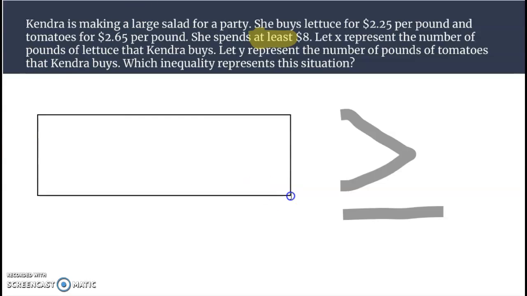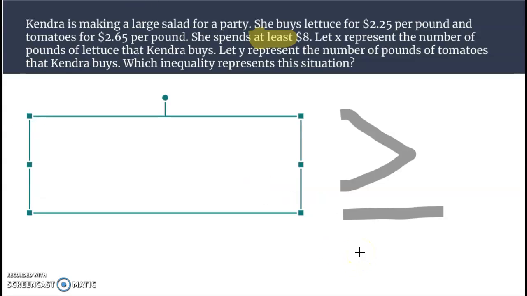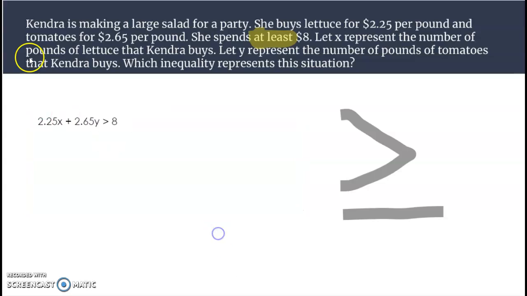All right. So let's get this inequality set up. 2.25 for tomatoes. Adding to that the 2.65 times y for lettuce, and it needs to be greater than or equal to 8. There's the inequality we want. Let me add one little thing here, the little line saying equal to. There's our inequality, because the ones I was showing earlier were a typo, they weren't right.